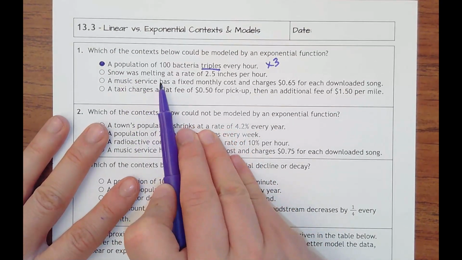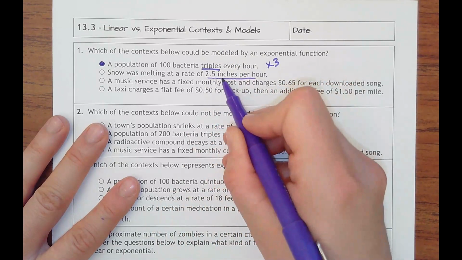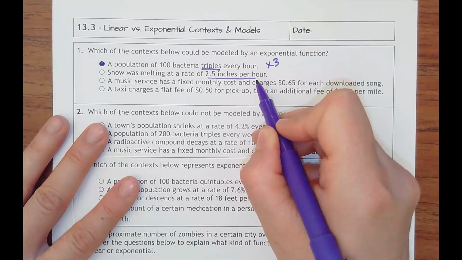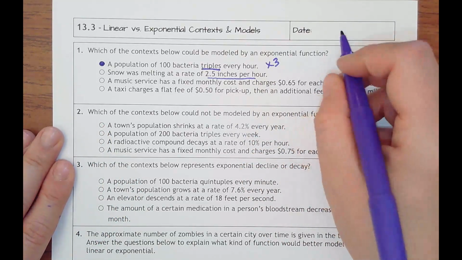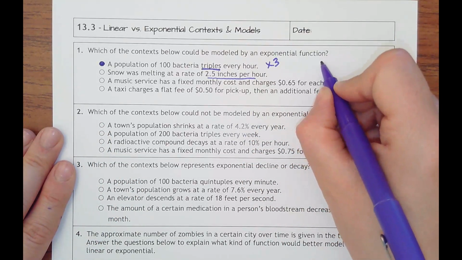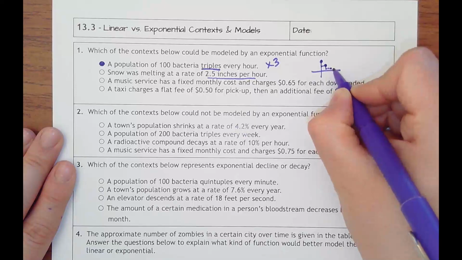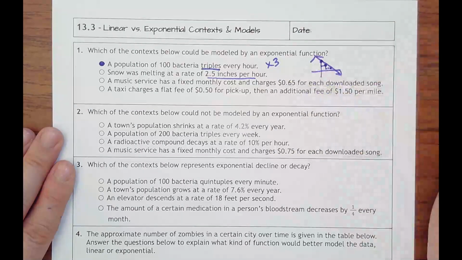So snow is melting at a rate of 2.5 inches per hour. When you have something increasing or decreasing by a common number every hour, every day, every minute, that's going to be a common rise over run or a slope that makes something be linear. So if my snow started up here, it's going to go down 2.5 inches for 1 hour, down 2.5 for 1 hour, down 2.5 for 1 hour. It makes something linear. So that's why that is not exponential.